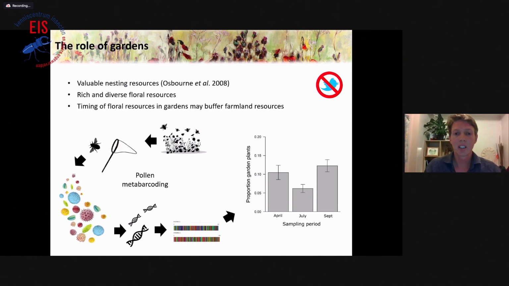So there was something going on here, and it does tend to imply that bumblebees may be using gardens as a kind of lifeline to support themselves when farmland floral resources are very low. And so this is something we're still working on, but is a kind of interesting first signal.